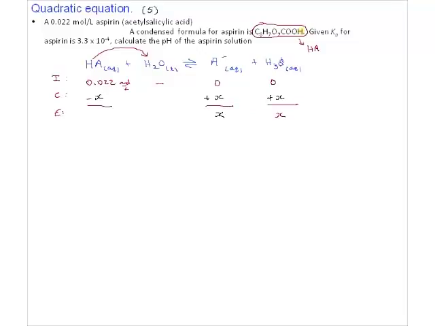And we're looking at this and saying, okay, how big is that x? Is it going to be significant? Is that going to make any difference there? Can we cross it out? If we can cross it out, that's wonderful. The question's easy. If not, then we have to do the quadratic.